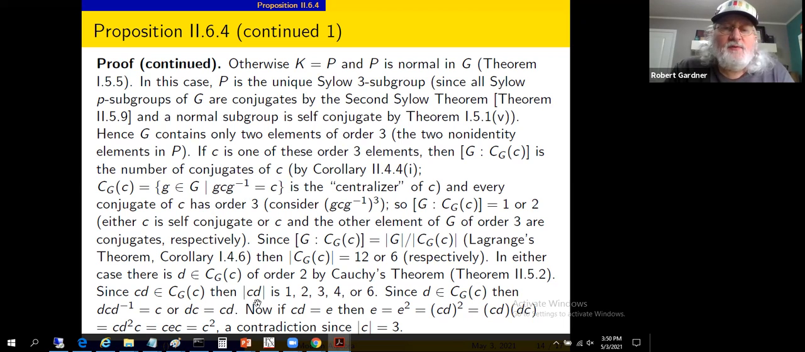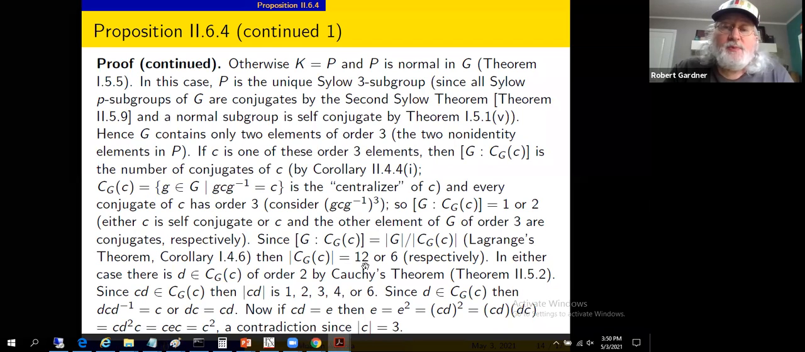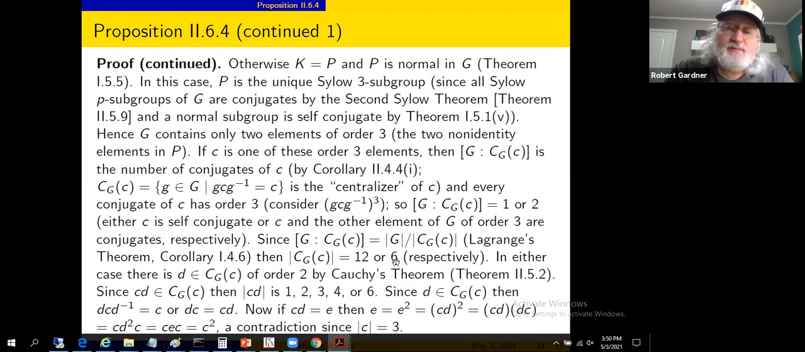So what's the order of element CD? CD is in the centralizer, it's a group, closed under the binary operation. So the order of CD divides the order of the group. So what could it be? Well, the group is order 6 or 12. So the order of the element must be a divisor of 6 or 12.